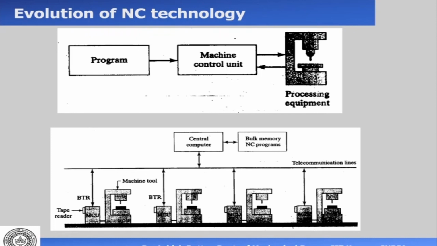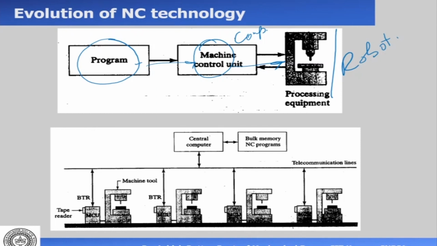So after the invention of the transistor, we had the computer, and the early computers were so big and they were not very powerful, they consumed a lot of energy, because of which we had one computer controlling one machine. Okay, so we have a program, we have a machine control unit, which is a computer here, controlling one machine tool. It can be a machine tool or it can be a robot. Either way, it is the same. So we have one computer controlling one machine, because the computer was not powerful enough to control more than one machine.